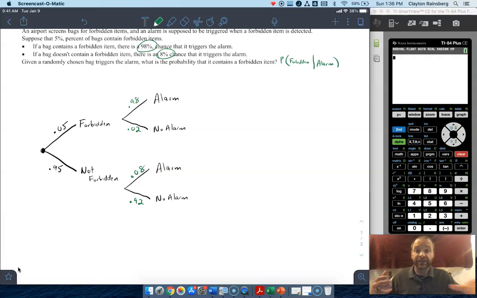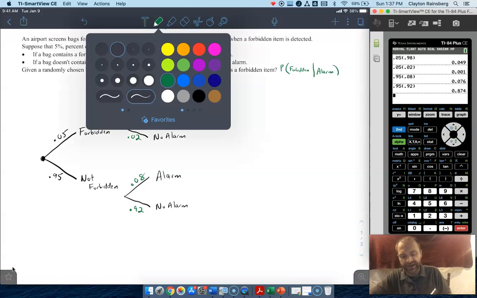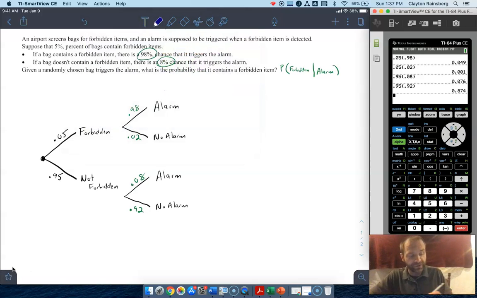What I can do is follow the paths and get all my probabilities at the ends of the branches. So let's do the multiplication there and figure it out. And magic, they're up above. Let me write these down. I followed the paths, and we have 0.049, 0.001, 0.076, and 0.874. Now again, remember what those mean. That 0.049 is the probability of forbidden and an alarm. The 0.001 is forbidden and no alarm.